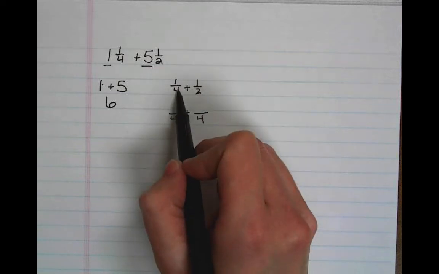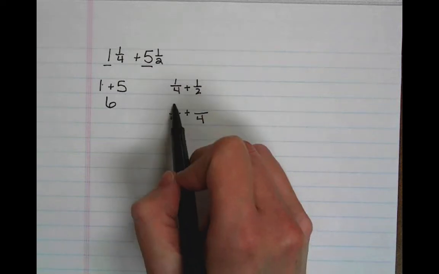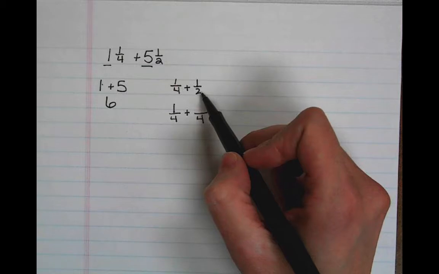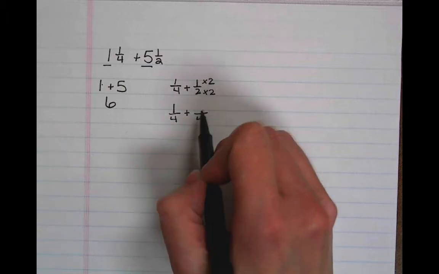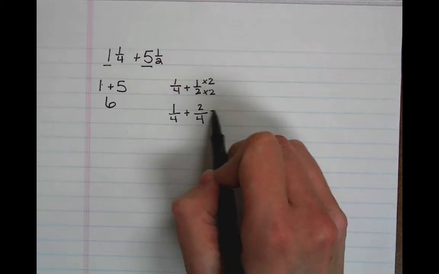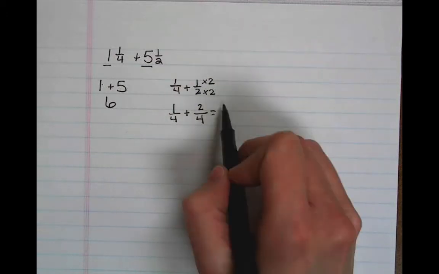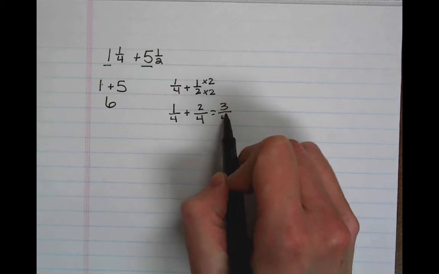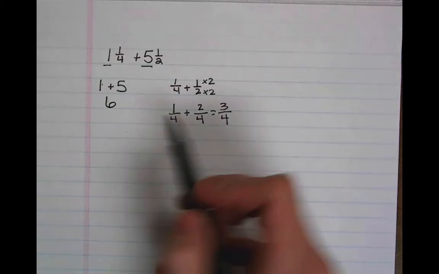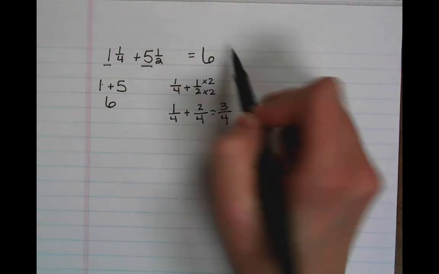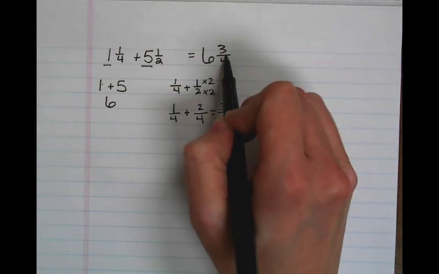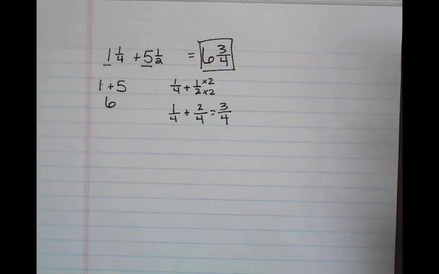Since my 4 stayed, I know that my 1 will stay. To get from 2 to 4, I multiplied by 2, so I'll multiply by 2 up here. And 1 times 2 is 2. Then I'm going to add: 1 plus 2 is 3, over 4. So my whole number is 6, and my fraction is 3/4. My answer for that one is 6 3/4.